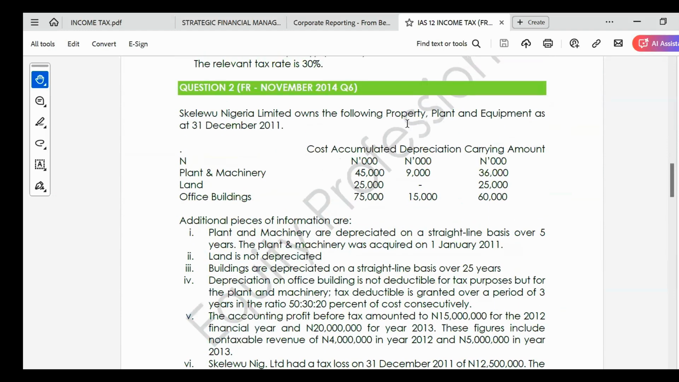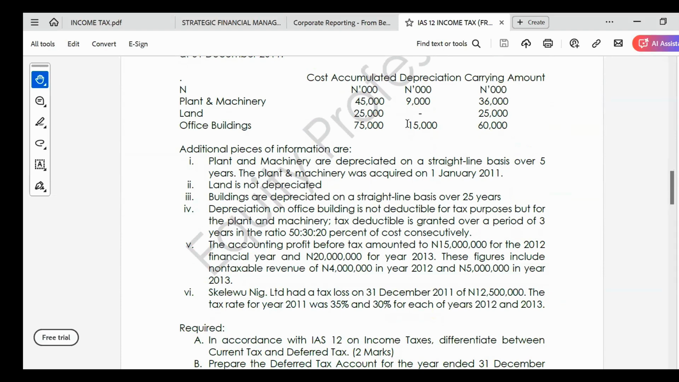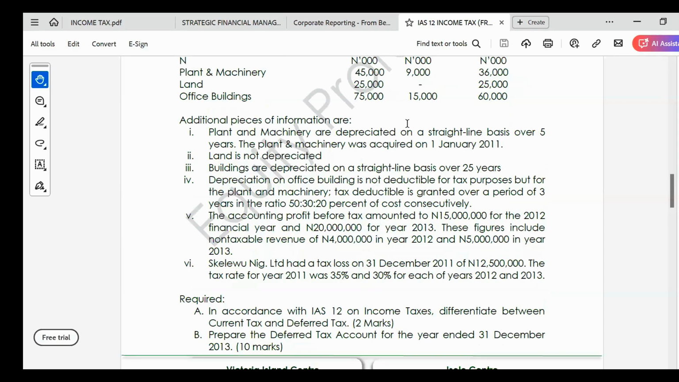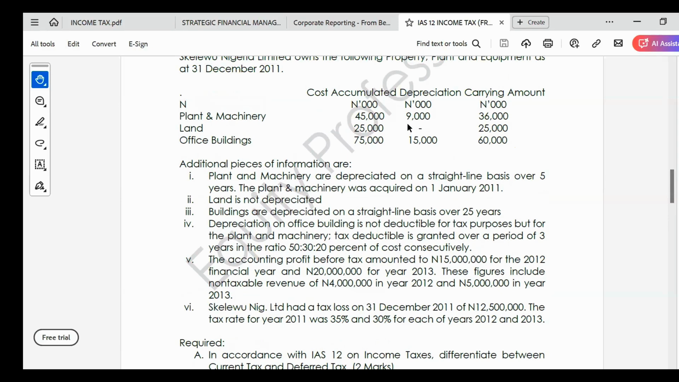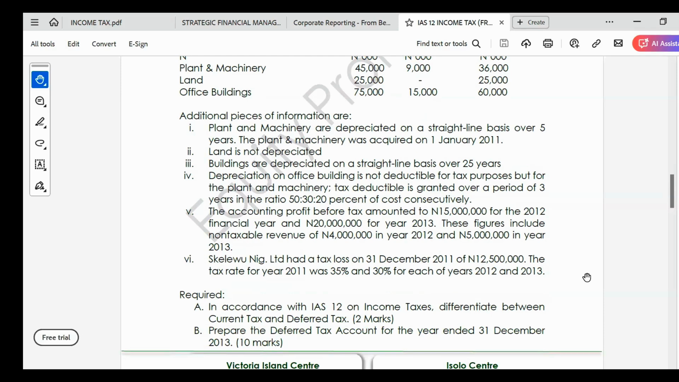Now, we're told Skelewu Nigeria Limited owns the following items of PPE as at 31st December 2011. We have P&M, we have land, and then we have office buildings. Additional pieces of information are, number one, plant and machinery are depreciated on a straight line basis over 5 years. The plant and machinery was acquired on 1st January 2011. Land is not depreciated at all. Buildings are depreciated on a straight line basis over 25 years.